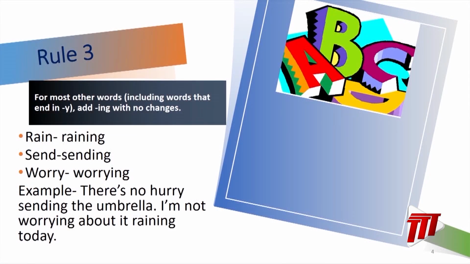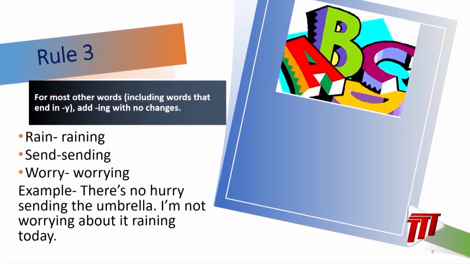R-A-I-N-I-N-G. Send, sending. S-E-N-D-I-N-G. Worry, worrying. W-O-R-R-Y-I-N-G. Notice, for other spelling rules, we change the Y to I and then we add the inflectional ending. However, that does not happen here when we add ing. We keep the Y at the end and then we add ing.